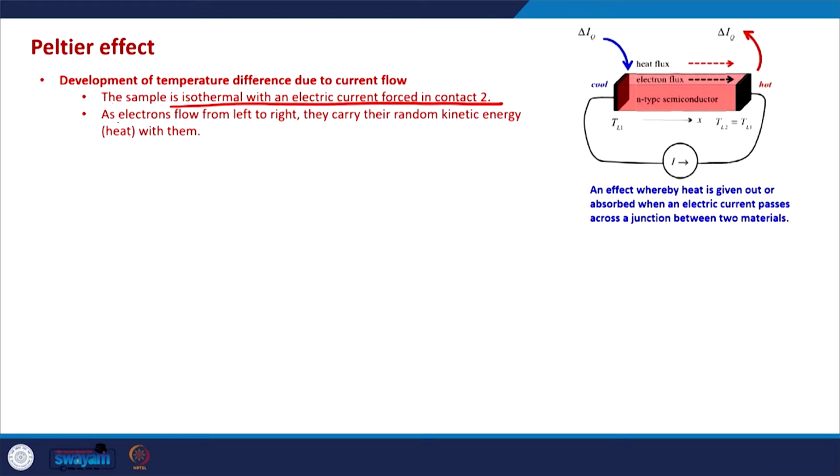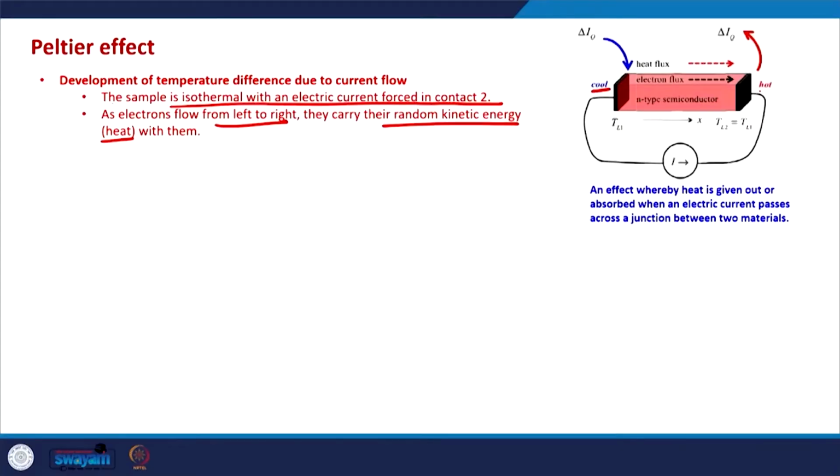and as electrons flow from left to right, they essentially carry kinetic energy, and what it means is that they carry heat in the form of kinetic energy from the left contact to the right contact. What it means is that they absorb heat from the left contact and put it in the right contact. So the left contact becomes cool and the right contact becomes hot, and that's how this temperature difference is created.